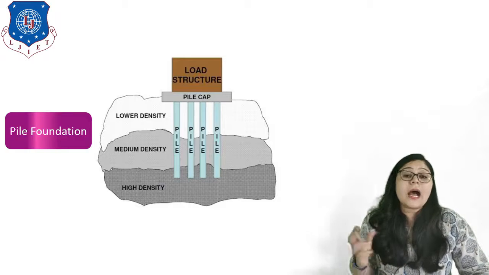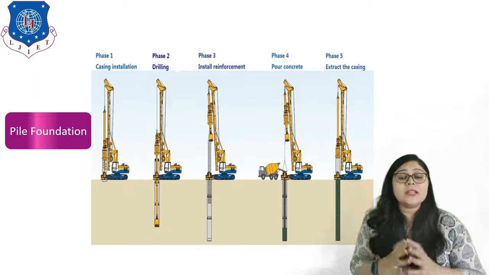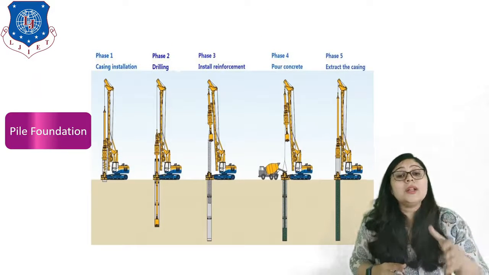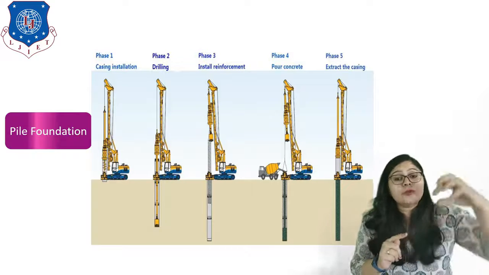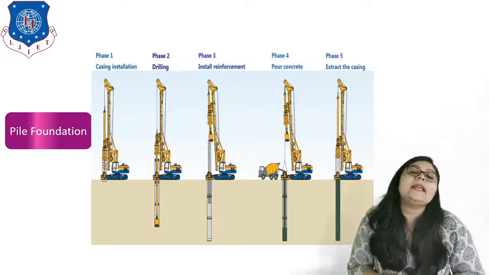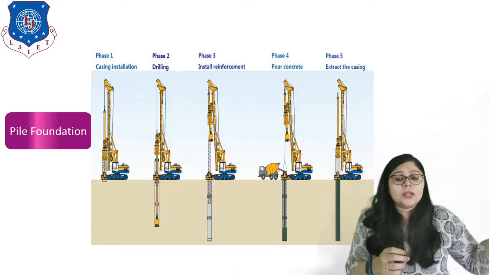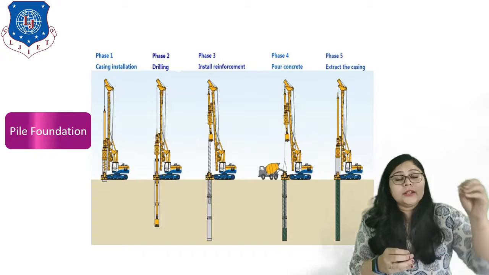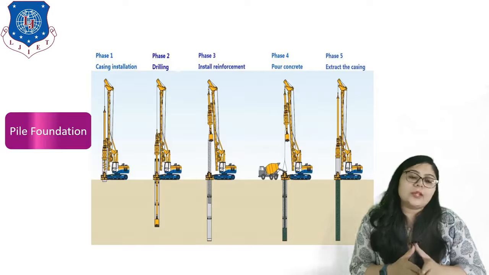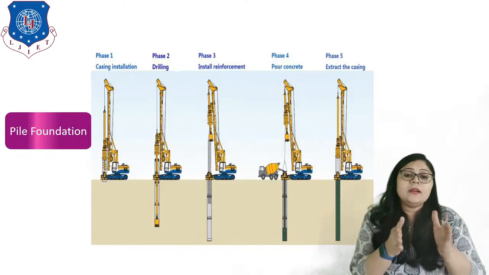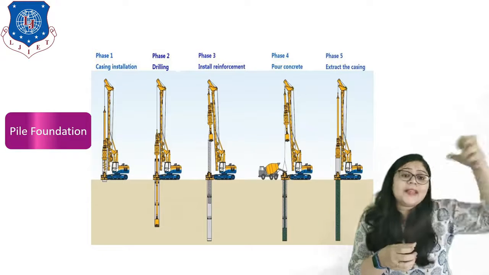Now let's discuss how we can construct this kind of piles. For that, the first thing is we have to install the casing, it means the outer frame. For that, first we have to drill that particular area, or we can say excavate that earthwork, right? After excavation, we should reinforce or install our RCC mixture so that it can be stabilized over there. After some time, it can be set at that position. Then after, we just extract the casing.